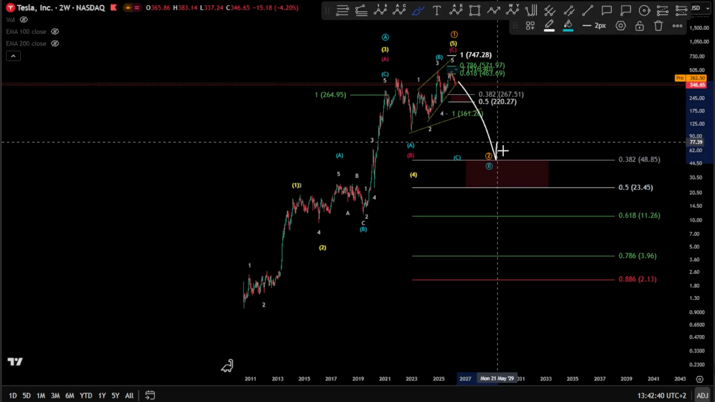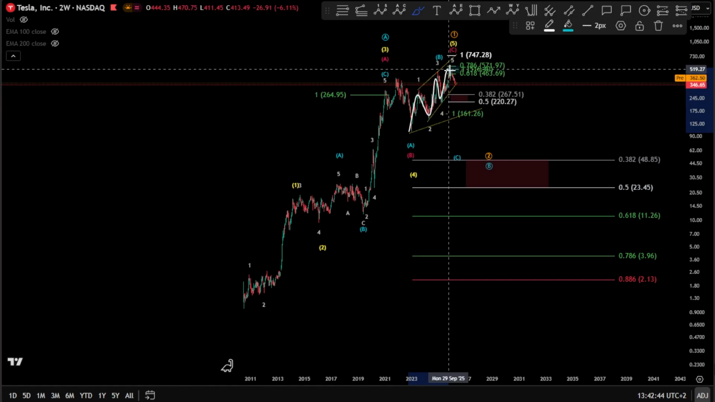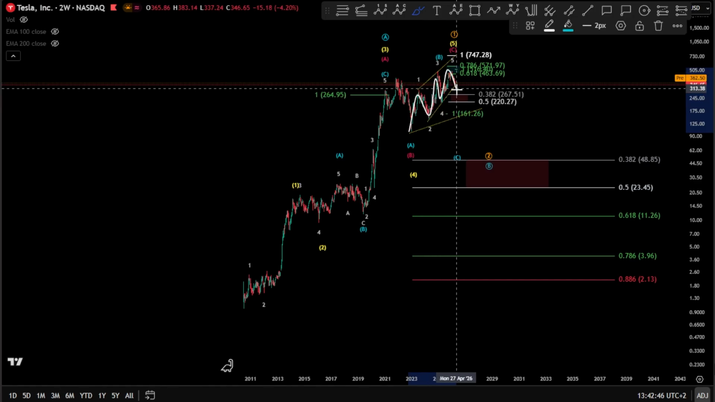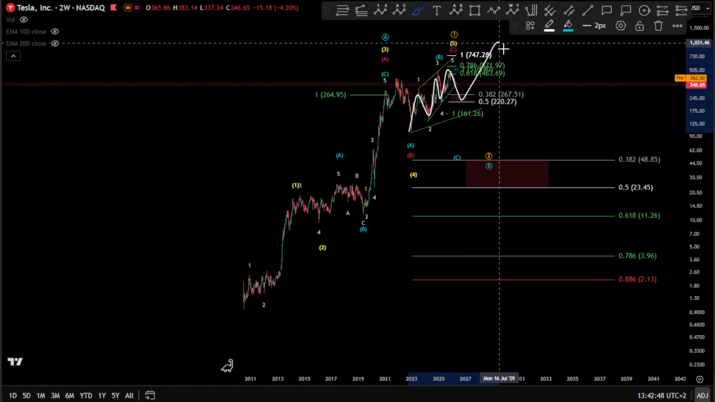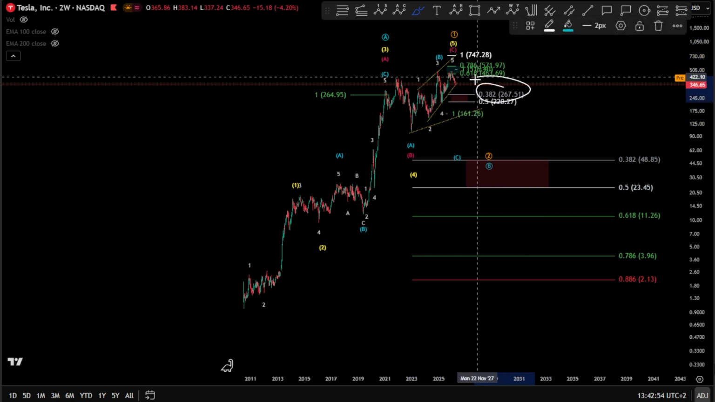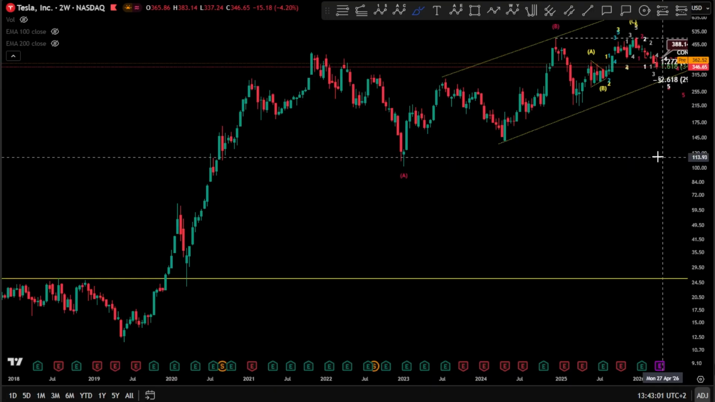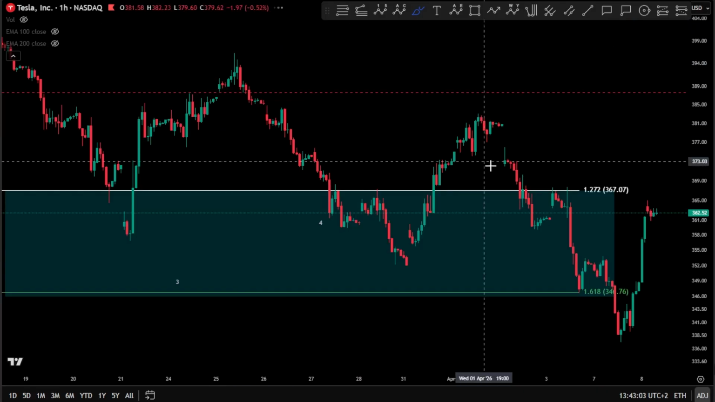But before going crazy with such a deep price here, we are estimating also the ending diagonal as turning here as a leading diagonal, and then 1, 2, 3, 4, and a 5. Therefore, the minimum requirement for Tesla here is looking for the 0.38, $267.